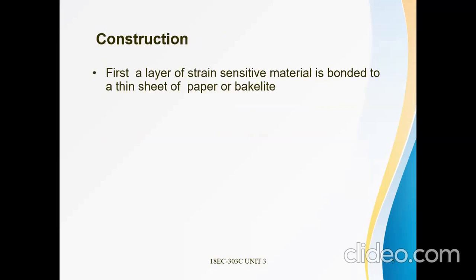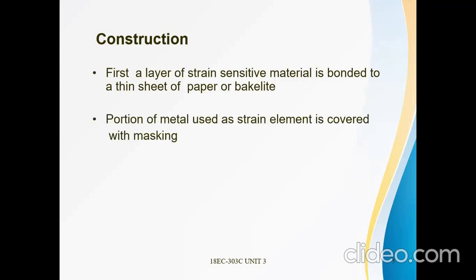In this foil strain gauge, first a layer of strain sensitive material is bonded to a thin sheet of paper or bakelite. First, on a paper or bakelite, a layer of very sensitive material is bonded. The portion of metal used as the strain element is covered with masking. Here in the strain gauge, it is a resistive type, so a conductive material will be there. That means the portion of the metal that we require to apply the strain on is covered with masking.